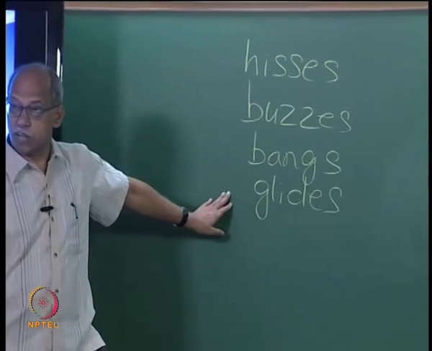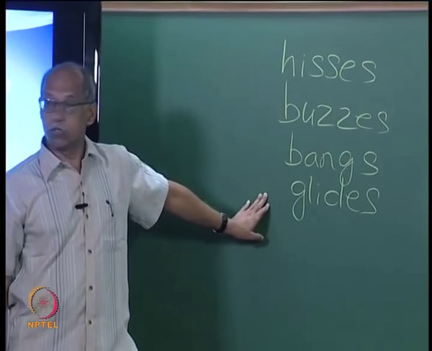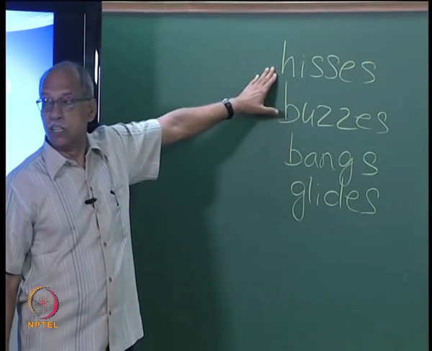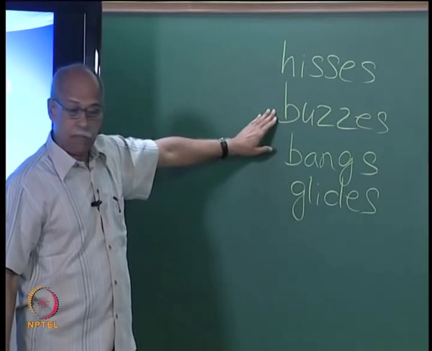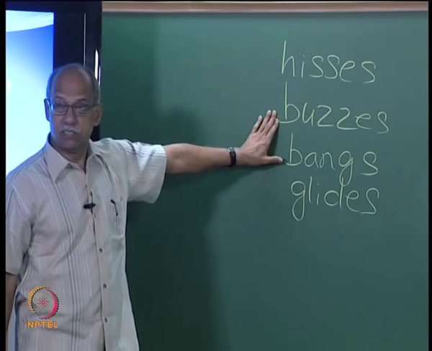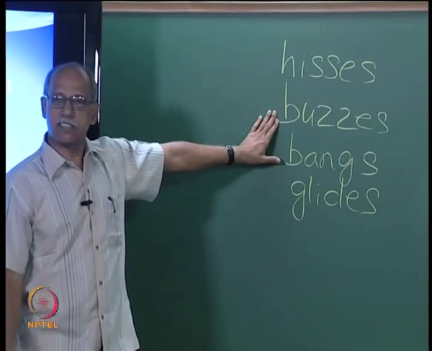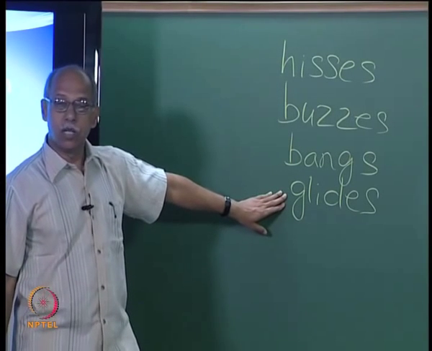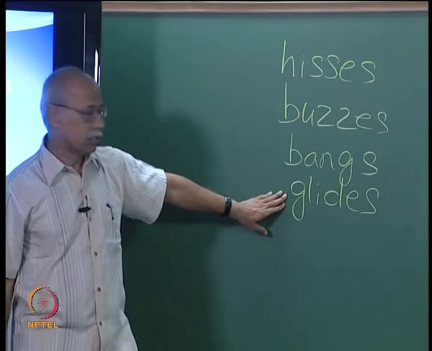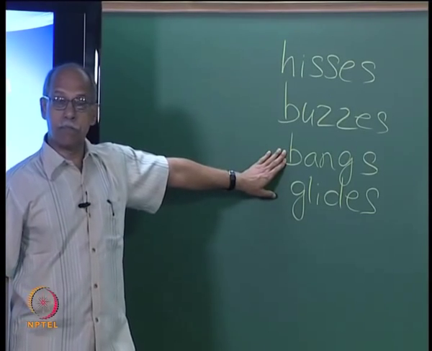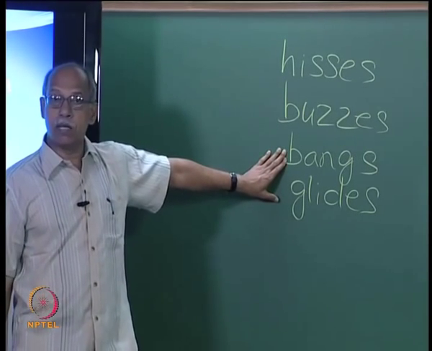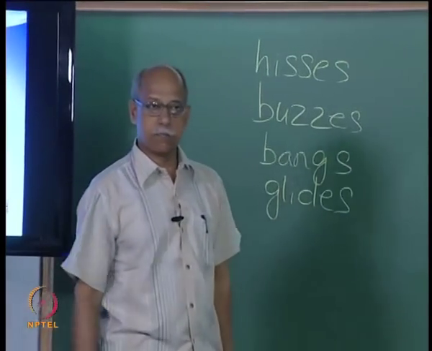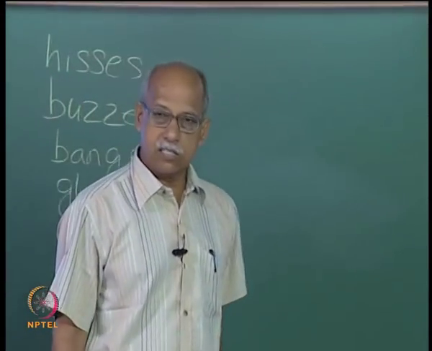These are the kinds of sounds animals produce. Reptiles, snakes and lizards hiss, bees and other insects buzz, birds whistle, and mammals, big animals, they have bangs. Human beings can do all this: hisses, buzzes, bangs and glides.